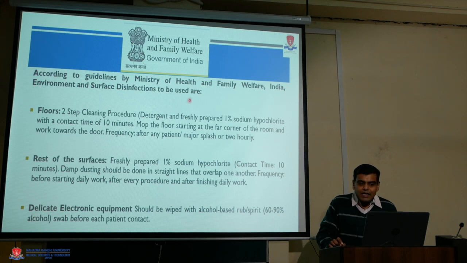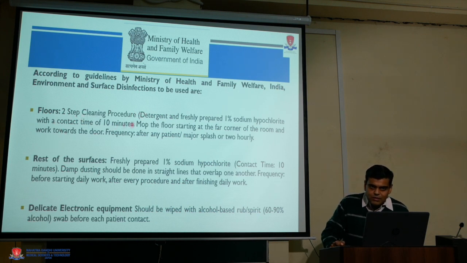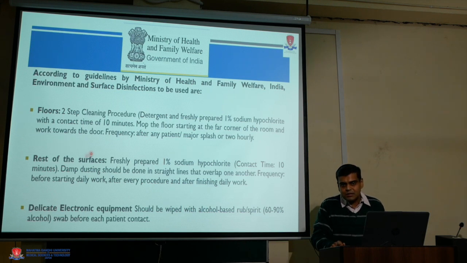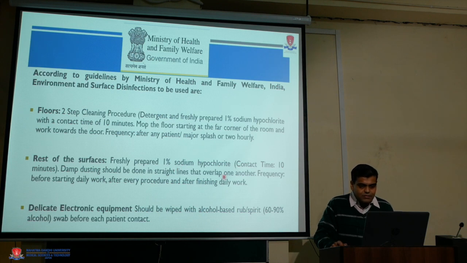And according to the guidelines by the Ministry of Health and Family Welfare, India, environment and surface disinfection is to be done as follows. For floors, a two-step cleaning procedure must be done, first with detergent and then with freshly prepared 1% sodium hypochlorite with a contact time of 10 minutes. Mop the floor starting at the far corner of the room and work towards the door. And the rest of the surfaces should be disinfected with freshly prepared 1% sodium hypochlorite. The contact time for this is 10 minutes.